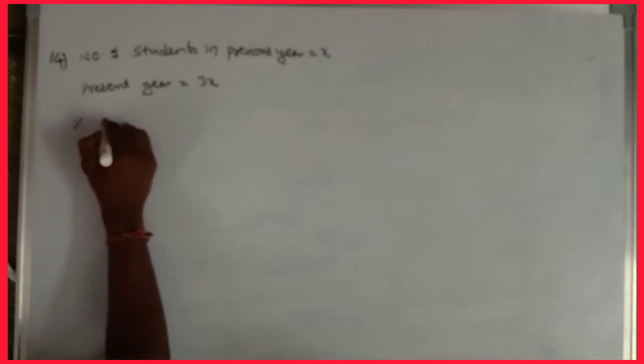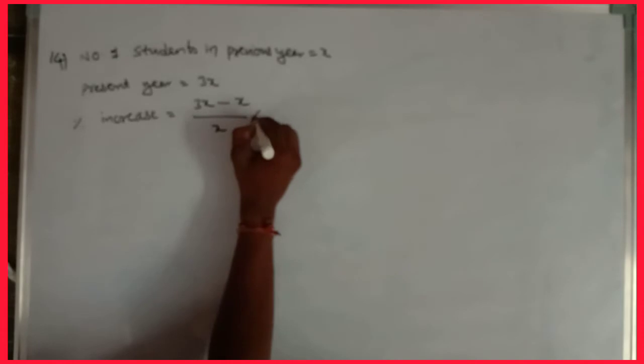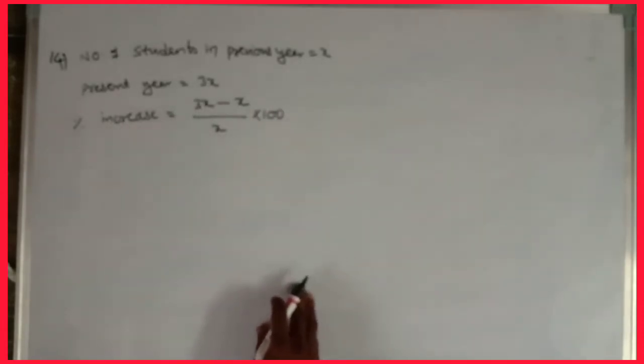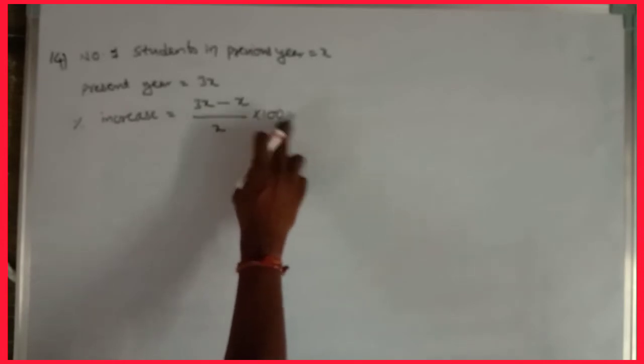So we already know the percentage of increase is equal to present year's number of children minus previous year's number of children, divided by previous year's number of children, into 100. That is, greater number minus smaller number by smaller number into 100, if it is an increase. If it is a decrease, the denominator will be the greater number.